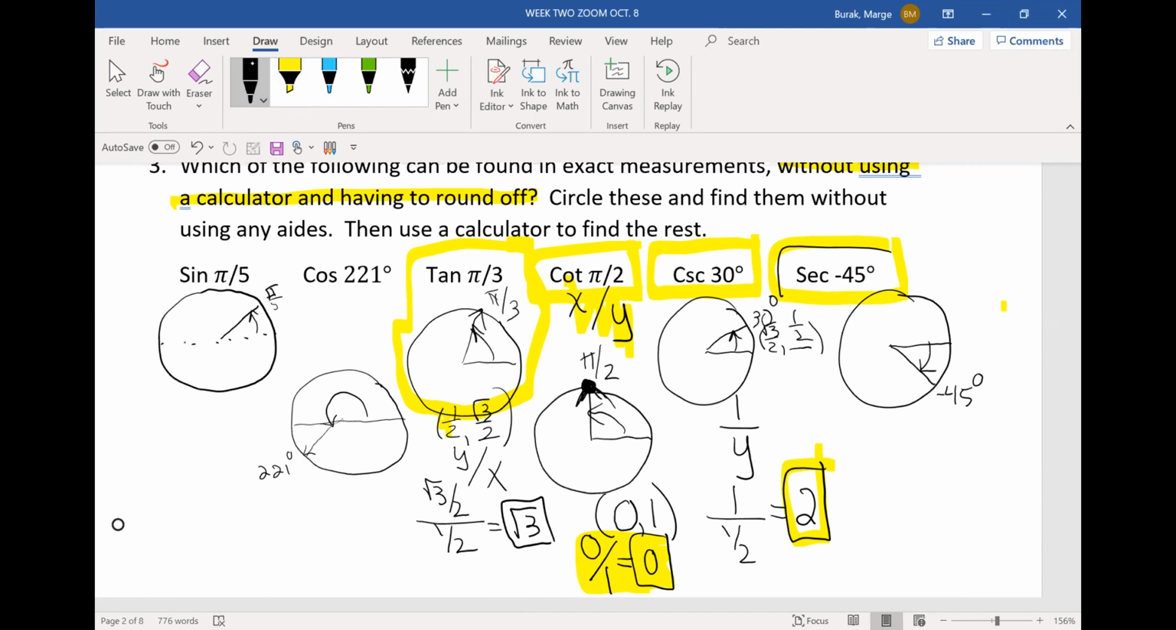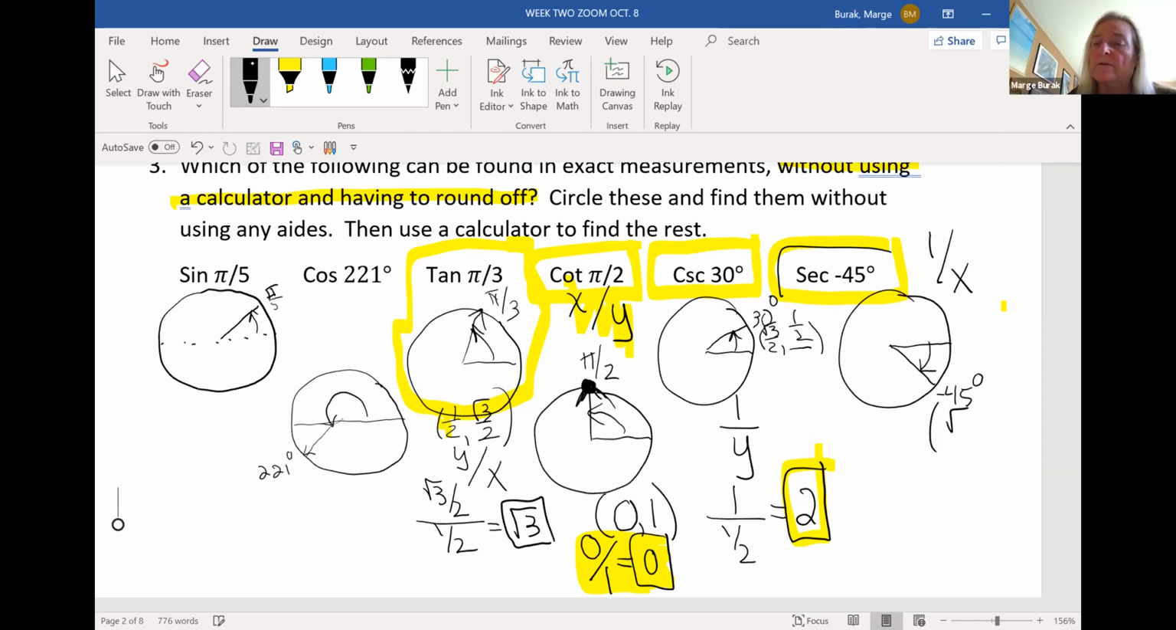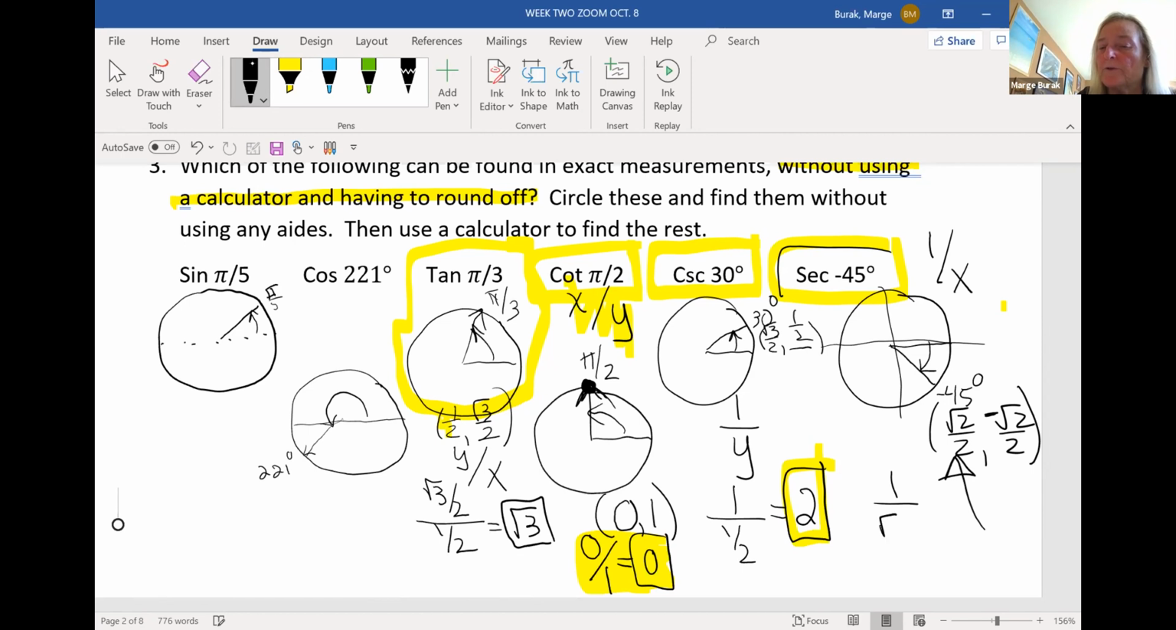Secant is, first of all, you have to know all these things, and if you don't have them right in front of you, I gave you the sheet. Secant is 1 over cosine. So that means it's 1 over x in this case, because cosine is the x coordinate. Now, at negative 45 degrees, we need a positive x and a negative y because we're in quadrant 4. So the cosine is going to be radical 2 over 2. So I need 1 over that. 1 over the square root of 2 over 2 means you just flip it. So it's 2 over the square root of 2.